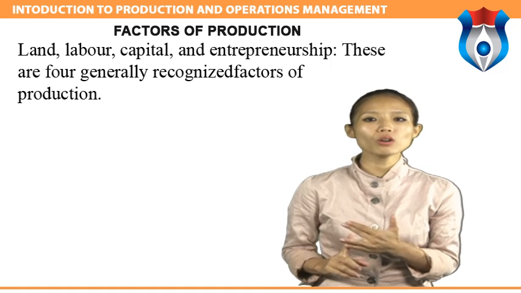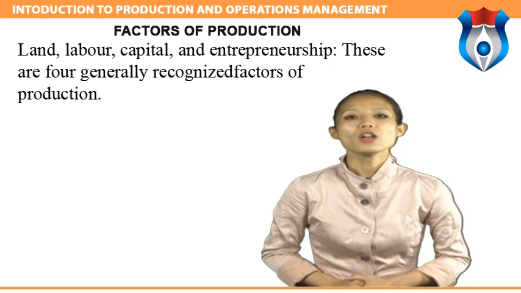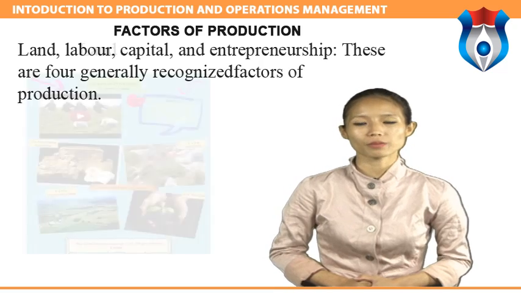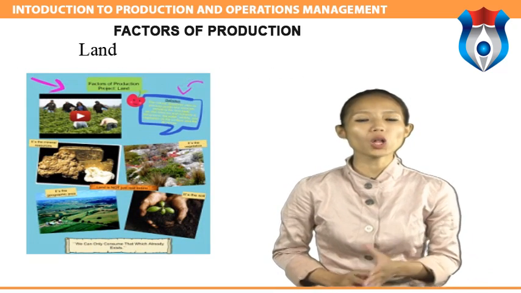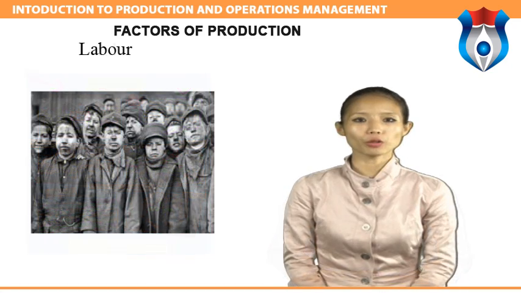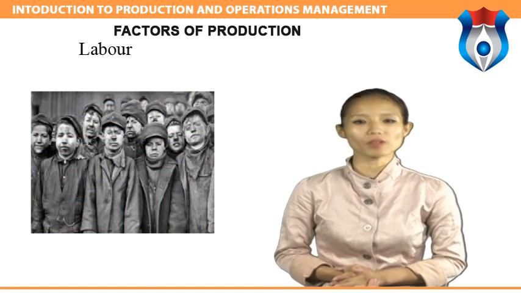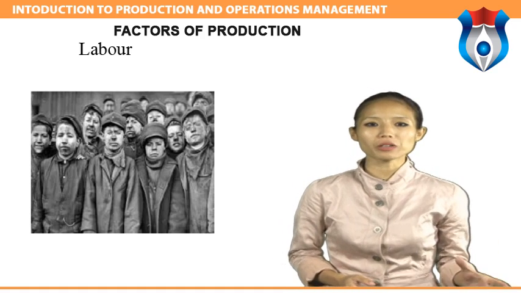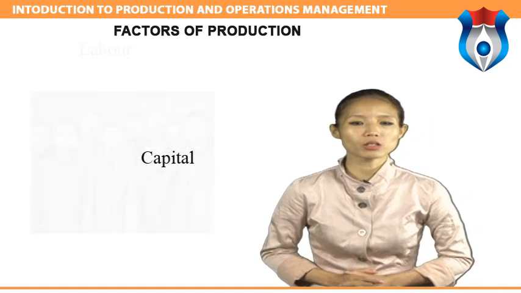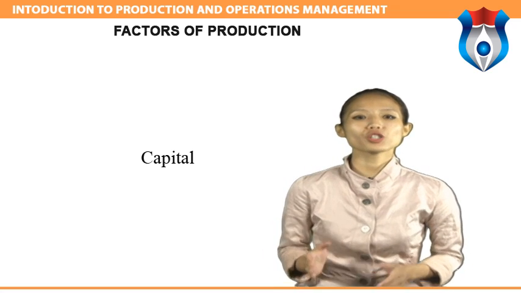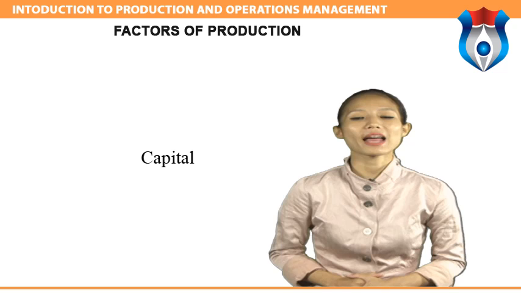Land, labor, capital, and entrepreneurship. These are four generally recognized factors of production. Land. This category sometimes extends over all natural resources. Labor. The classical labor theory of value was an innovative theory in response to the physiocratic doctrine that only land could yield surplus.